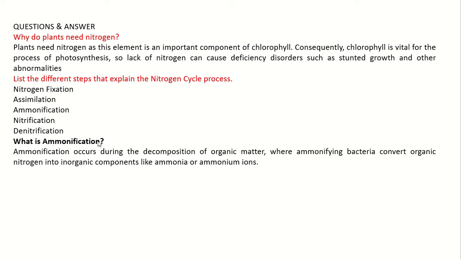Consequently, you know very well that the photosynthesis reaction requires chlorophyll. Therefore, chlorophyll is vital for photosynthesis. So the lack of nitrogen causes many deficiency disorders in plant species. Stunted growth, yellowing of the plant, defoliation, and abnormalities of organs are also possible with nitrogen deficiency. So, you have to write like this.